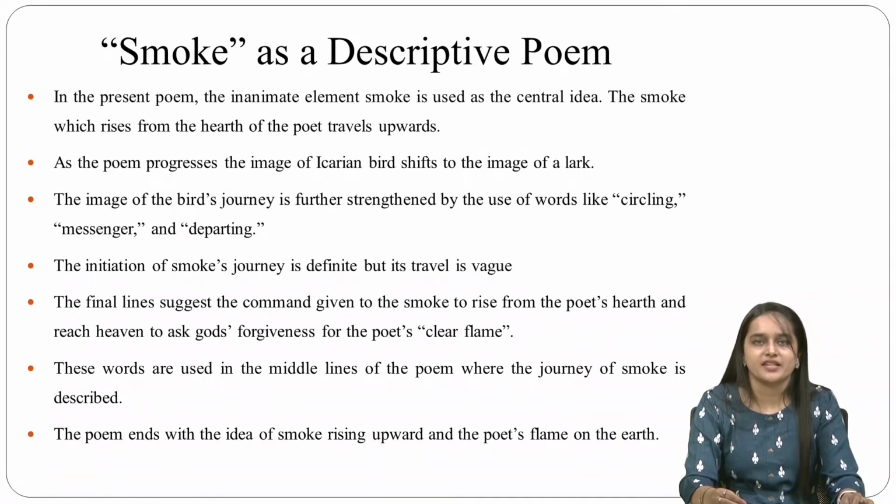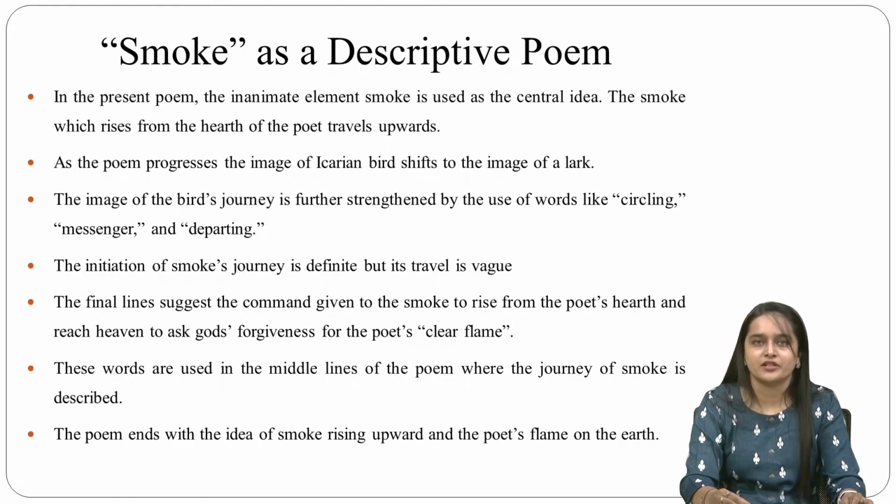The use of present participles like melting, circling, departing, gathering, veiling, darkening, and blotting give the poem a sense of interconnectedness and continuity, an image of movement. These words are used in the middle lines of the poem where the journey of smoke is described. The poem ends with the idea of smoke rising upward and the poet's flame on the earth.